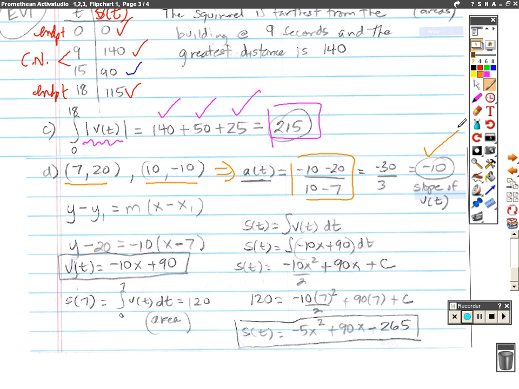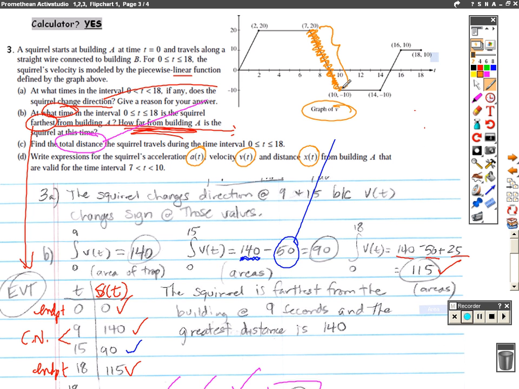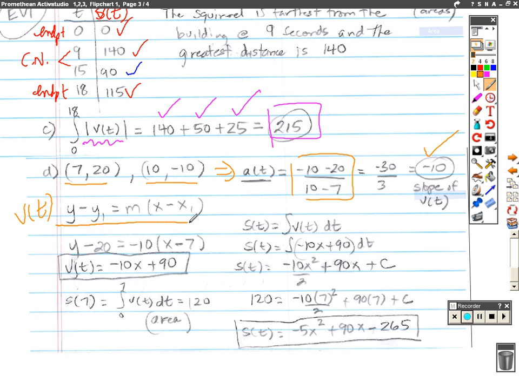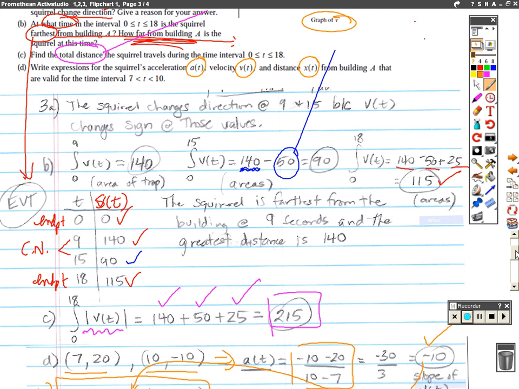Now, to find the velocity, that's what I'm doing in this part right here. If I want the velocity, I literally need the equation of that line, because that is a line segment over that period of time, and I need that equation. So I'm going to go to y minus y1, in other words, the equation of a line. I just found the slope of that to be negative 10, so that goes in place of my m.